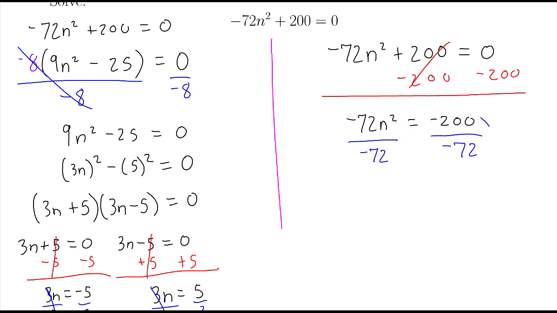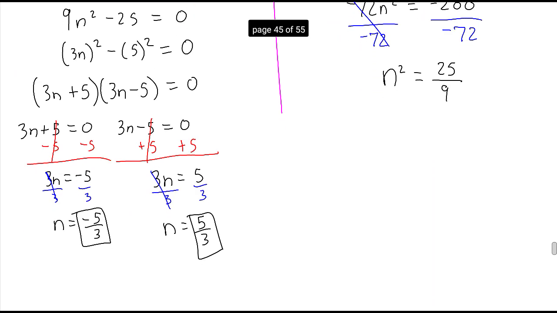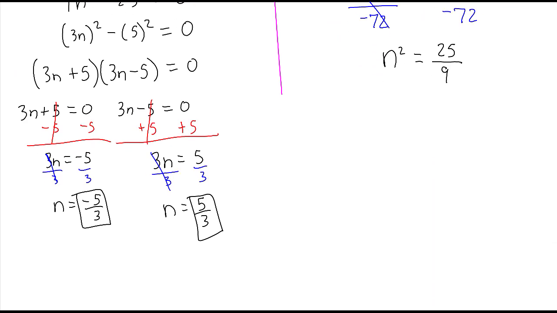And then I have to reduce this fraction, of course. But negative 72 over negative 72 will cancel. I'm left with n squared equals negative over negative is positive. And we know they're both divisible by 8, so we'll divide them by 8. 200 divided by 8 is 25. 72 divided by 8 is 9. Okay, so we have n squared is equal to 25 over 9. Remember the square root property. If something is being squared and equal to a number, then the thing that's being squared is equal to the square root of that number and negative the square root of that number.